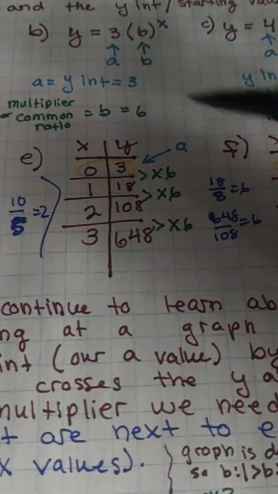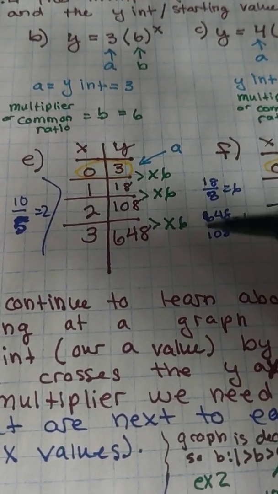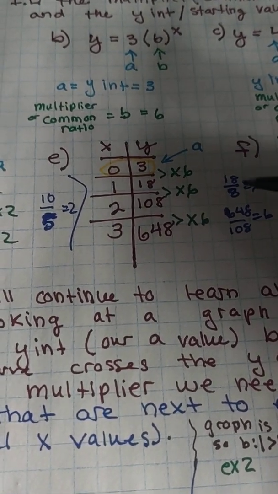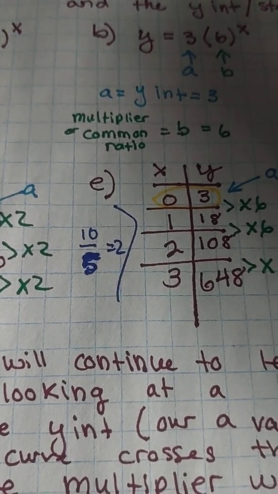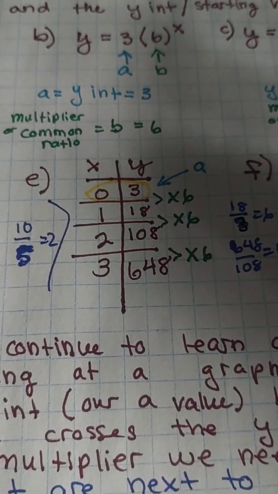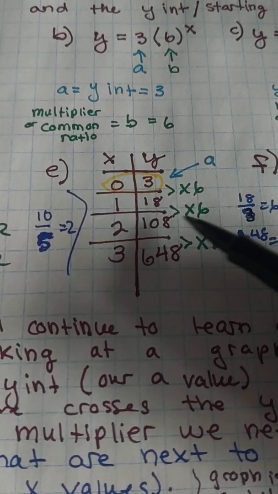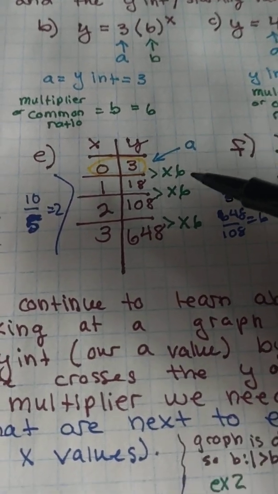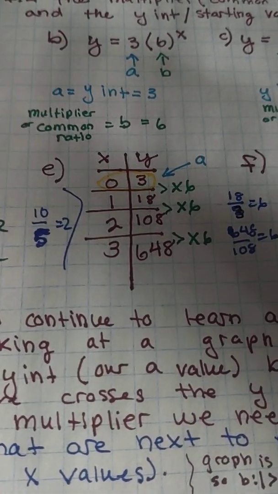Same here. We're looking at this and seeing, oh, I think this is multiplying by 6. But if that's hard, we can take any term. So I can take this term right here. Sorry, that should be a 3. 18 divided by 3 gives us 6. Or I can take 648 and divide it by 108, and that gives us 6. I can also take 108 divided by 18, and that will give me 6.